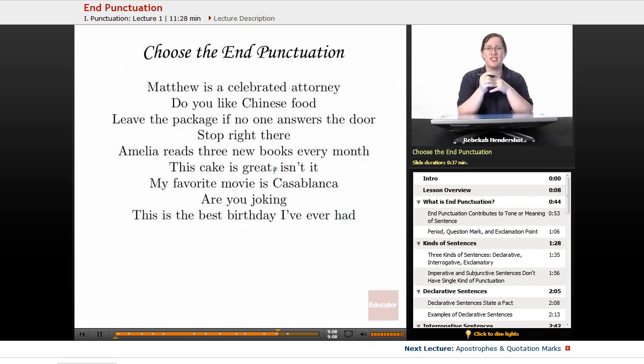All right, so let's do a little practice with all of this. Take a look at these sentences and see if you can figure out what kind of end punctuation they need. Matthew is a celebrated attorney. Do you like Chinese food? Leave the package if no one answers the door. Stop right there. Amelia reads 3 new books every month. This cake is great, isn't it? My favorite movie is Casablanca. Are you joking? And this is the best birthday I've ever had. Take a good long look, pause the video if you need to, and see if you can figure out what punctuation belongs at the end of each of these sentences.